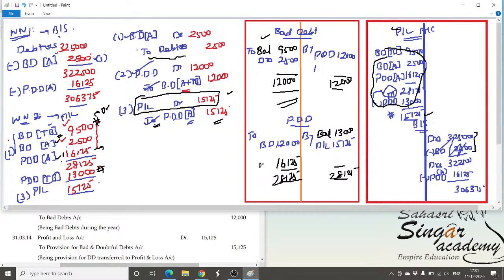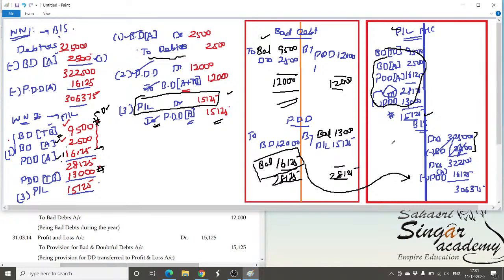This is nothing but the closing balance. This closing balance is nothing but the PDD available to meet the bad debt in the incoming year. So we are not going to use this for the current year. We are going to use that in the next year, not in this year. That's why the PDD account is not tallying. The balance is nothing but the balance provision for doubtful debts. That will be carried to the balance sheet.